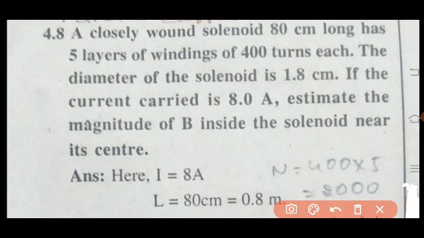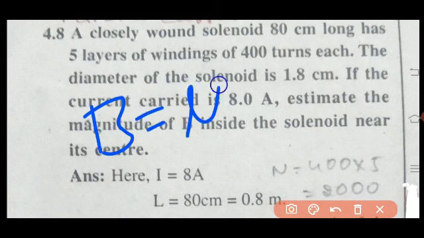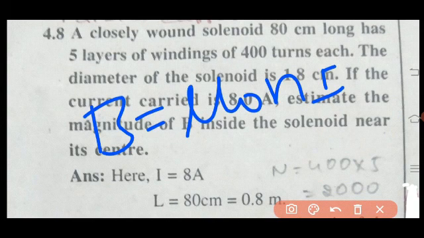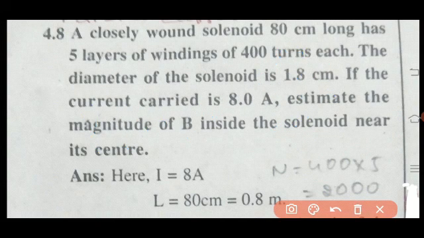So this question is of solenoid. You know the equation for solenoid, that is B equal to mu naught n I. Clear? So what is n? That is number of turns per unit length. I is the current. We have to find magnetic field B. Okay, so we don't know the n. What is n? Number of turns per unit length.